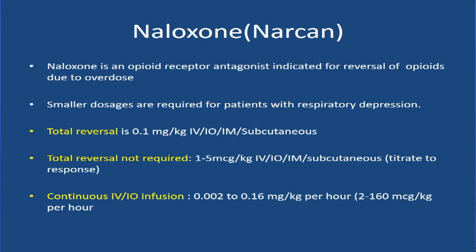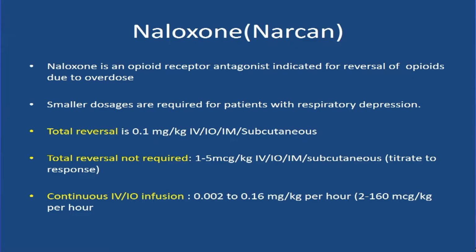can be titrated to response. So if a patient has an IV in place, it will be a simple matter to administer the 1 to 5 micrograms per kilo and reverse the difficulty with respiratory depression without reversing the entire effects of the opioids. Total reversal is not required. If you were giving an IV dosage, then you could immediately give the 1 to 5 micrograms per kilogram IV, intraosseous, intramuscularly, or subcutaneously to titrate to response and recover from the respiratory depression without reversing the total effect of the opioids.